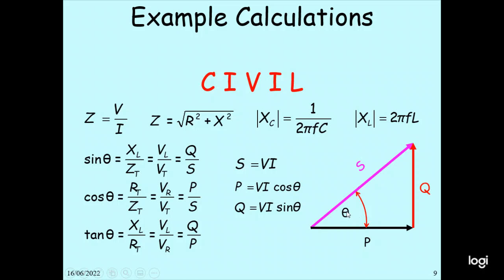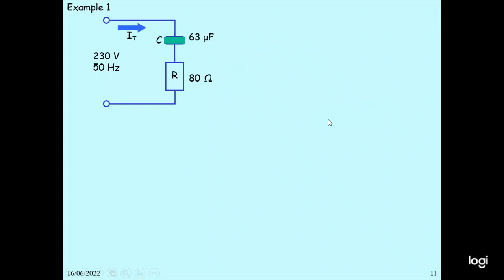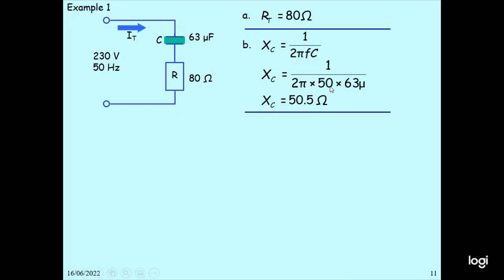So now we calculate example 1. In this case, an 80 ohm resistor and a 63 microfarad capacitor are connected in series to a 50 Hz supply. We have to calculate the values and draw the phasor diagram. We have R equal to 80 ohm and XC equal to 1 by 2 pi f C. This is the way XC and R are calculated.